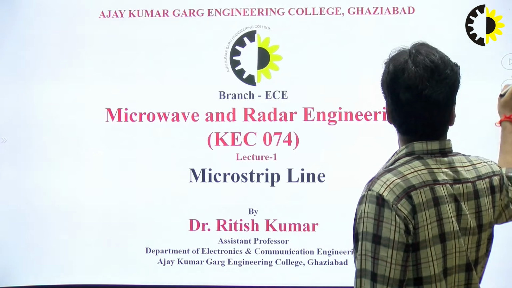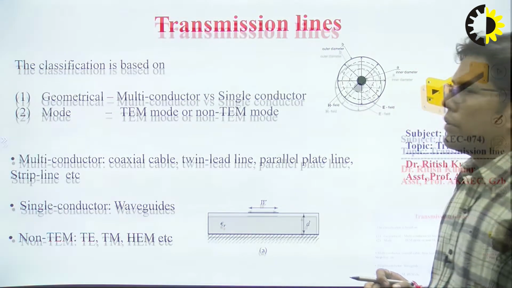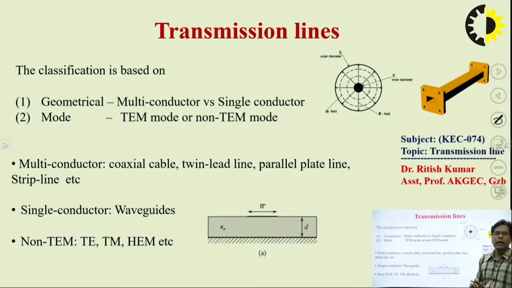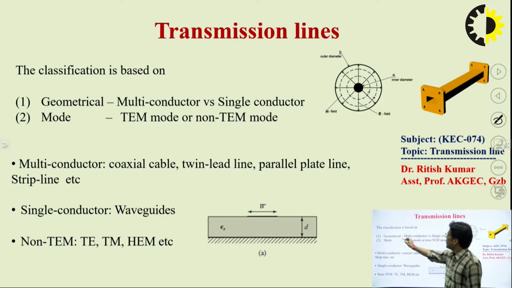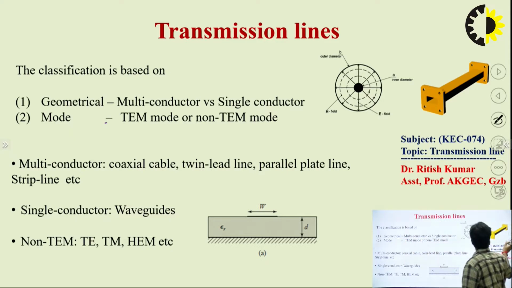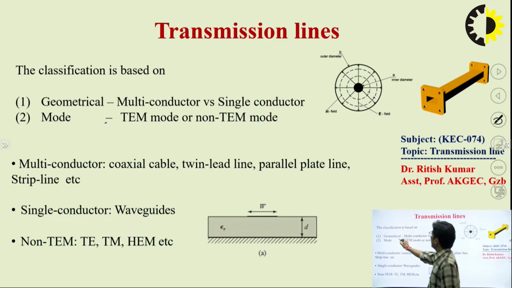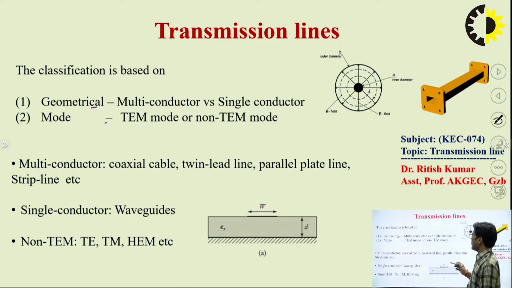So let's begin. First we start from the transmission line. Based on classification, we can divide it into two forms. The first one is the geometrical point of view. In the geometrical point of view, we have two kinds of transmission line. The first one is a multi-conductor based transmission line, and the second one is the single conductor based transmission line. And secondly, we can characterize in terms of mode, such as TEM mode or non-TEM mode.